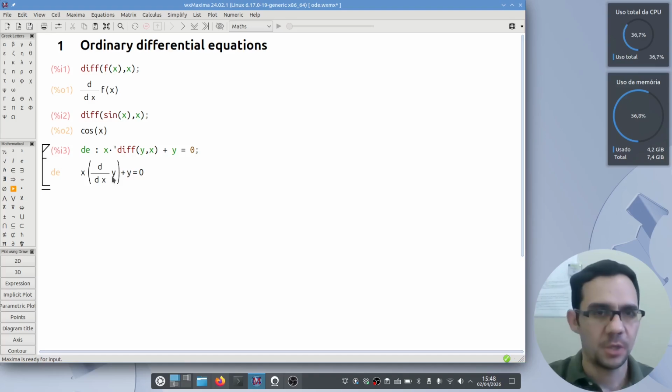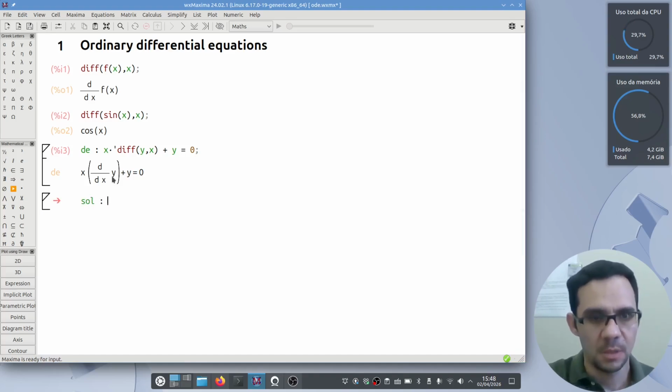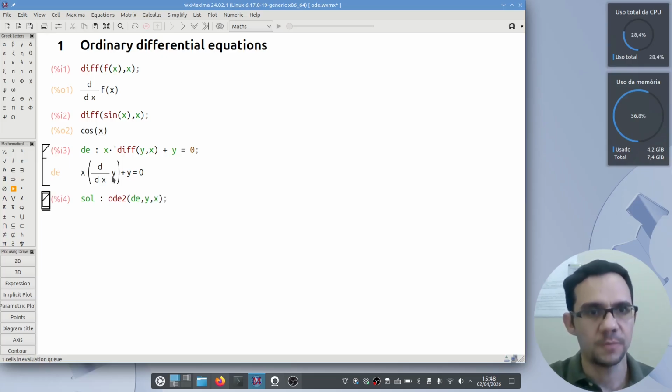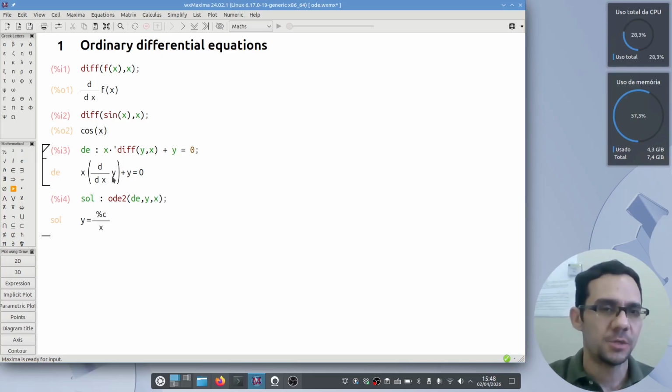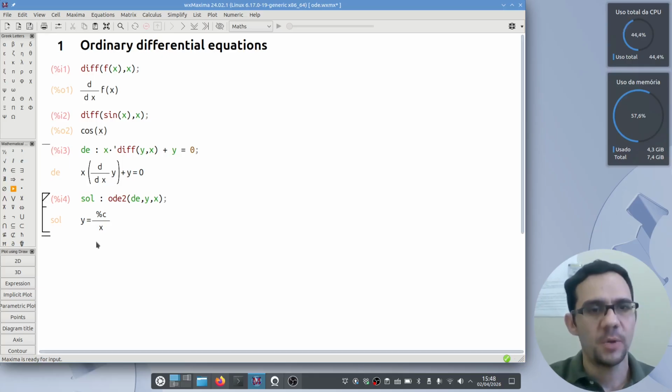And to solve this equation, there is a command, ODE2. This command accepts the differential equation as the first entry, the function that we want to find, and the variable of the equation. And it returns the solution. Since we have not told Maxima what the initial condition is, the solution comes in this case with one arbitrary constant that we need to find.